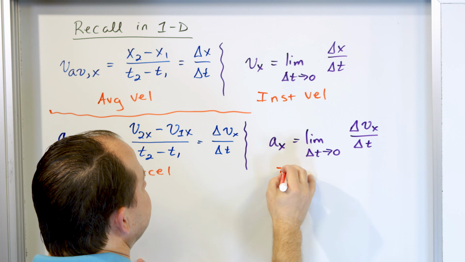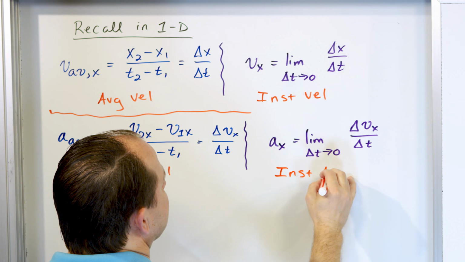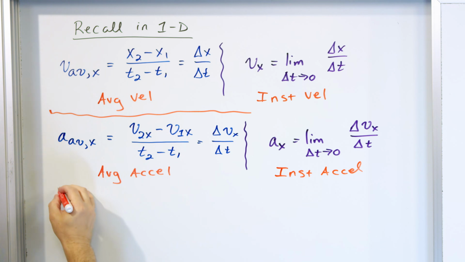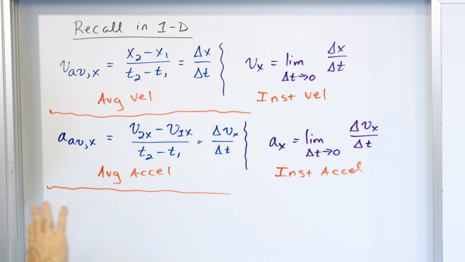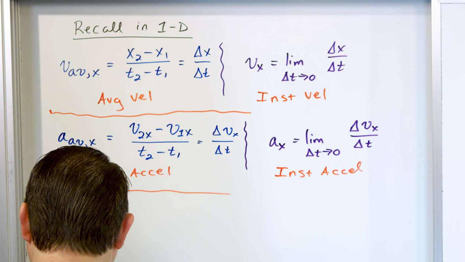And this was called the instantaneous acceleration. All right, making progress. So this is all in one dimension, and this makes total sense, and we've done all this before. We've solved problems with this and so on.